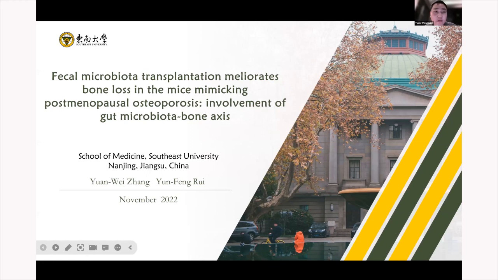My name is Yuanwei Zhang, and I come from the School of Medicine, Southeast University in China. My topic is fecal microbiota transplantation alleviates bone loss in mice mimicking postmenopausal osteoporosis: involvement of the gut microbiota-bone axis. First is the research background.